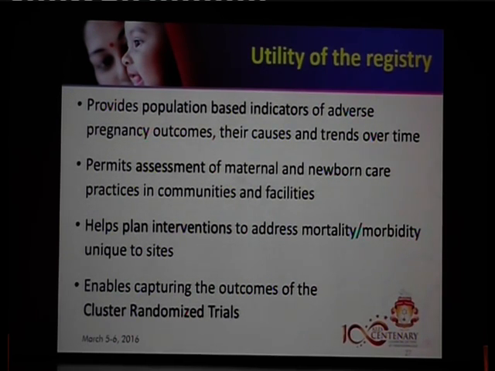So what are the utilities of the registry? It definitely provides population-based indicators of adverse pregnancy outcomes, their causes and trends over time. It permits assessment of maternal and newborn care practices in communities and facilities. It helps plan interventions to address mortality and morbidity unique to sites, and enables capturing the outcomes of the cluster randomized trial. In the afternoon and tomorrow, you are going through all the details of the cluster randomized trials.